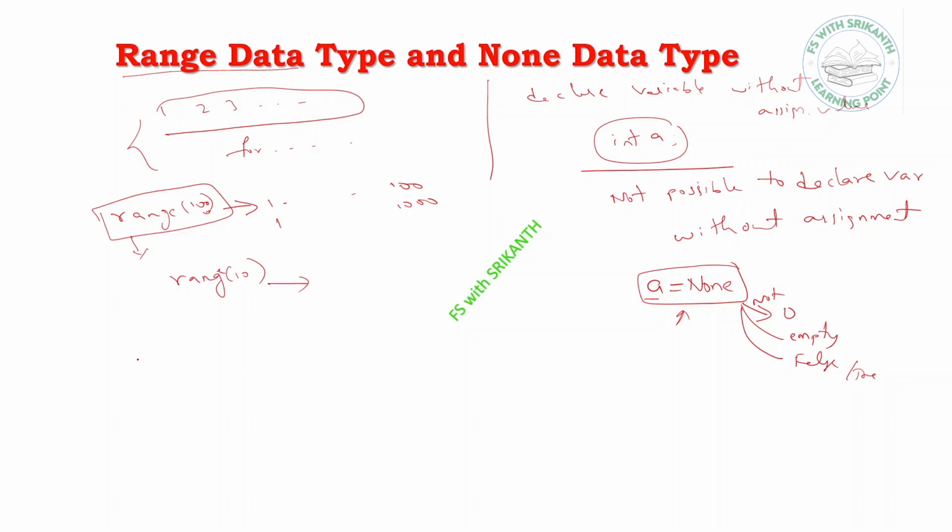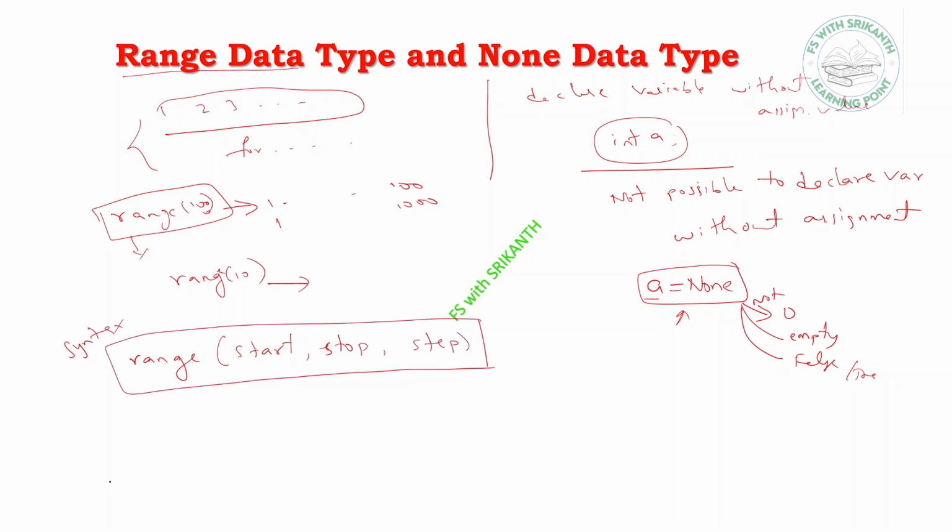So what is the syntax of range? Range(start, stop, step). Here, what is start? The starting value. It is optional, and if you are not providing it, the default is 0. Stop is a mandatory required field. You should provide this one. And step is also optional.